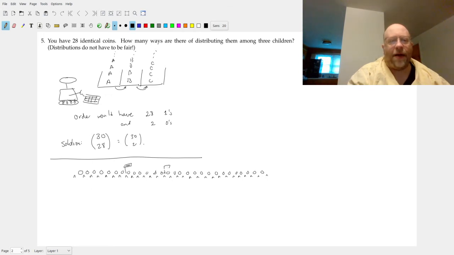So let me back up here and explain what's going on. So we have 28 coins. We have 29 spaces where the flag can go. And so the first flag can go in any of the 29 spaces.